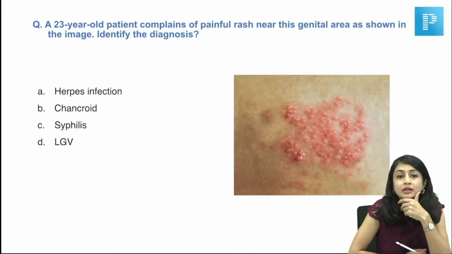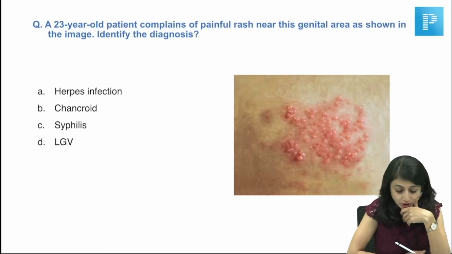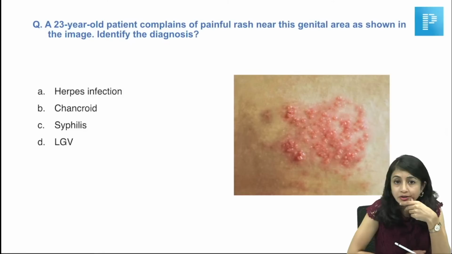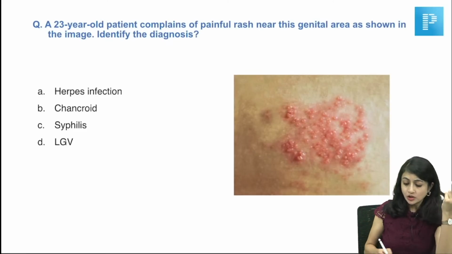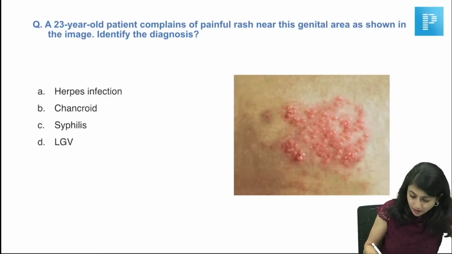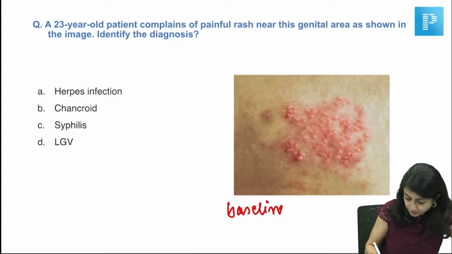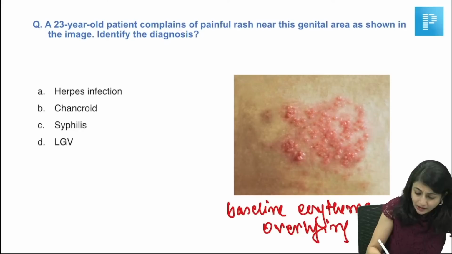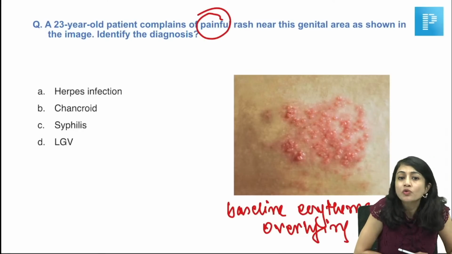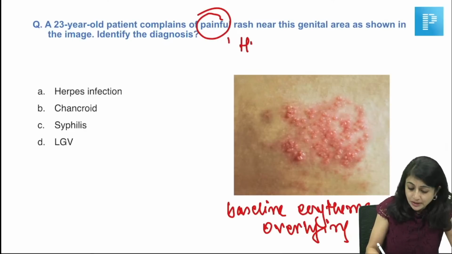The next question was that a 23-year-old patient complained of a painful rash near the genital area as shown in the image, and you had to tell the diagnosis. Now, a painful rash in the genital area, and look at the image. The image shows a baseline erythema with overlying vesicles, which was painful. Most likely the diagnosis is herpes zoster.